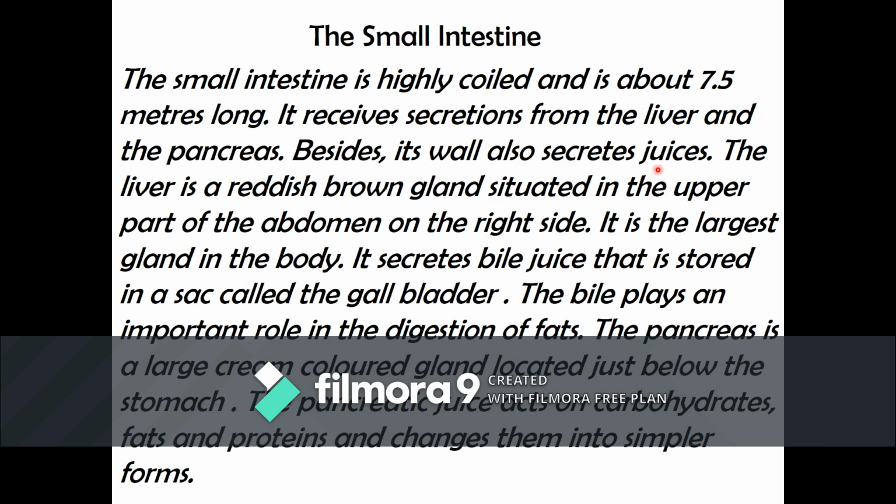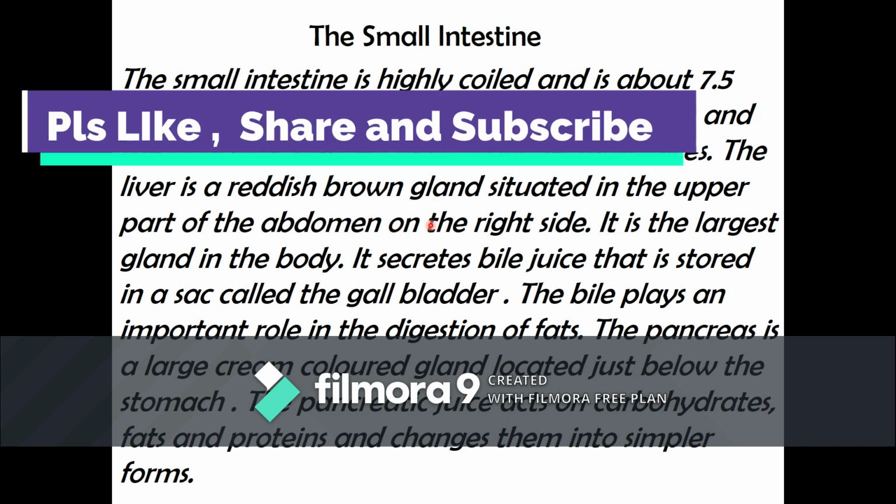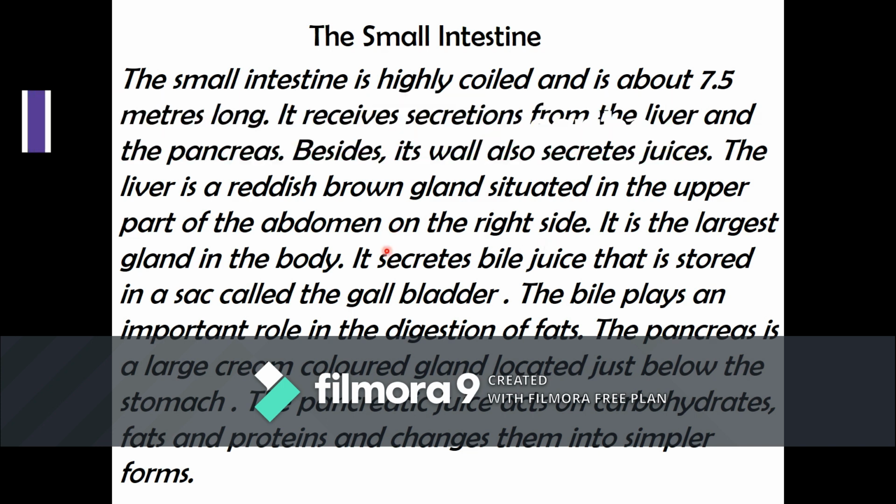Next, the largest gland in the body, the liver. The liver is a reddish brown gland situated in the upper part of the abdomen on the right side. As I told, it's the largest gland in the body and it secretes bile juice. Clear? This bile juice is stored in the gallbladder and it plays an important role in the digestion of fats. The pancreas is a large cream-colored gland located just below the stomach. The pancreatic juice acts on carbohydrates, fats and proteins and changes them into simpler forms.